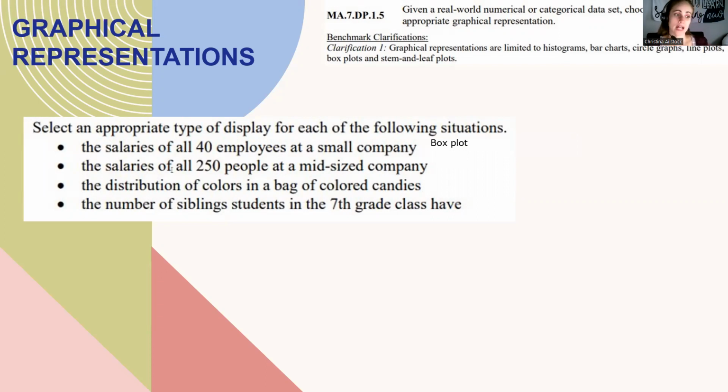Then for the second one, this one's salaries of 250 people. So that is quite a bit of data. That's a large amount. So again, we could use a box plot. There would be nothing wrong with that. But also maybe because there's so many data points, there's 250 data points, maybe a histogram would be good. And we could represent the data in ranges. We could say, all right, this is the $30,000 to $40,000 range, and then the $40,000 to $50,000 range. And that might help the information be presented in a more concise manner if we use ranges like in a histogram.